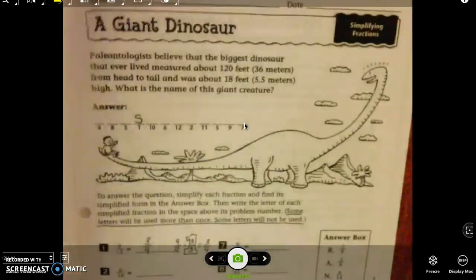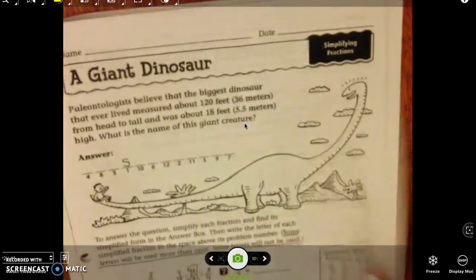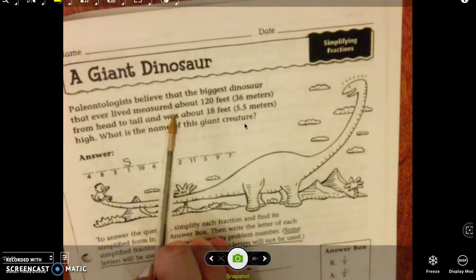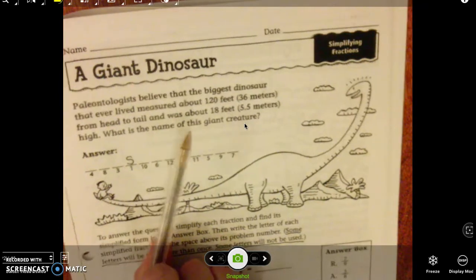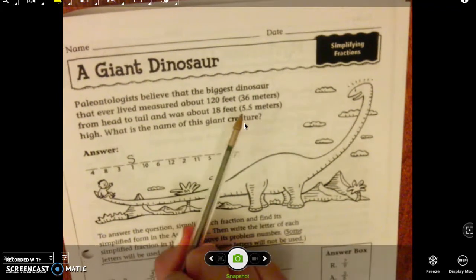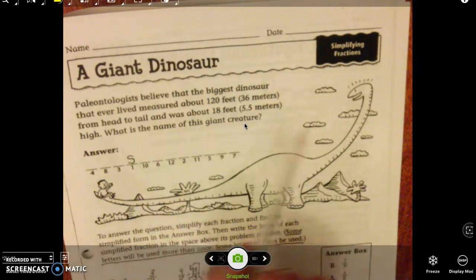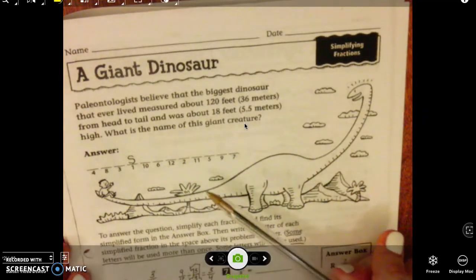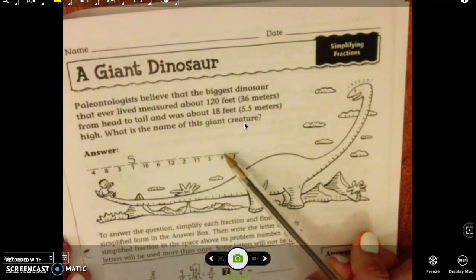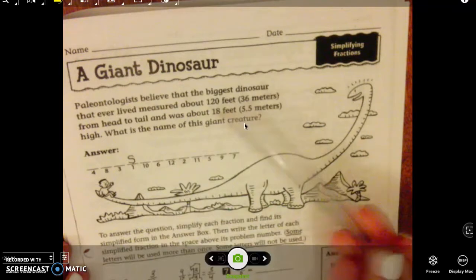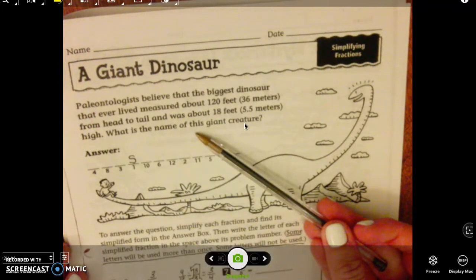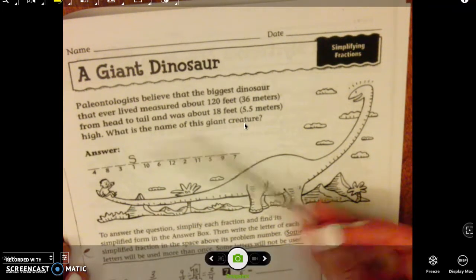So our first page here, it says paleontologists believe that the biggest dinosaur that ever lived measured about 120 feet or 36 meters from head to tail and was about 18 feet, 5.5 meters high. What is the name of this giant creature? So these are just like goofy little riddles, and your answers will help spell out your answer to the riddle here. So it's kind of goofy.